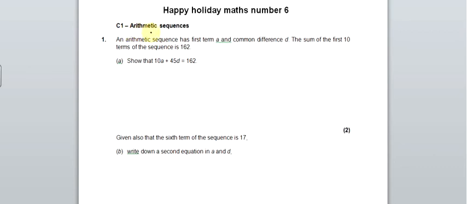So we've got a problem on arithmetic sequences here, and to do this you need to know two formulas. You need to know the sum formula, so S of n is equal to n over 2, and then it's 2a plus (n minus 1) in brackets d.